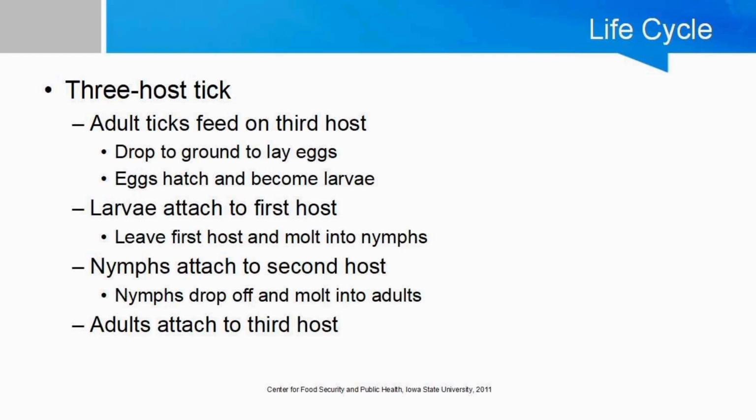Females lay eggs that become larvae. Larvae attach to the first host and then they drop off and become nymphs. Nymphs attach to the second host. Later, the nymphs drop off and molt to adults. Immature ticks feed on small mammals, ground-feeding birds, reptiles, and all the domestic ruminant species.